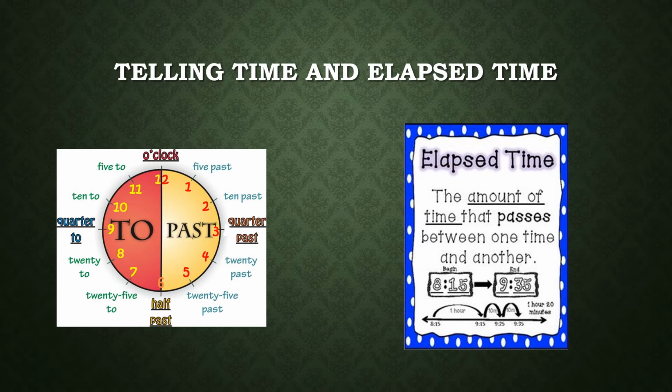Then in the upper grades, the time portion of measurement is that of elapsed time. And that's the amount of time that passes between one time and another. So you could be counting forward, like from a time a student left their house at 8:15 till the time they got to whatever event they were going to, 9:35. Or you could say they arrived at 9:35. It took them an hour and 20 minutes to travel. What time did they leave their house? So you can also work backwards on those elapsed time problems.